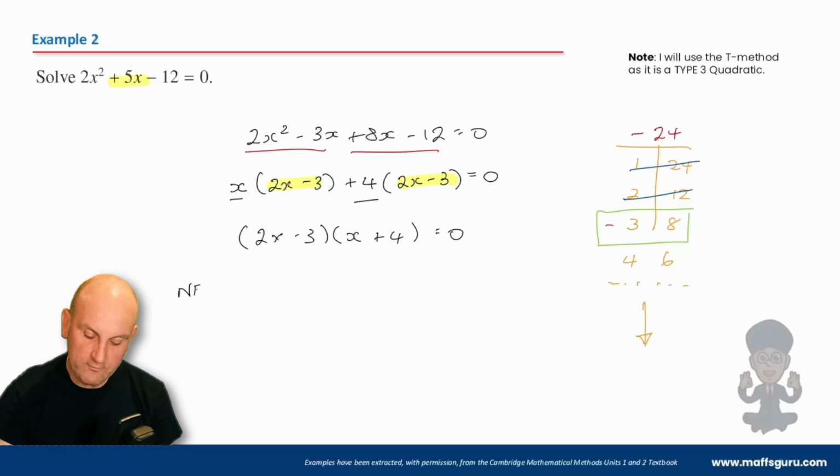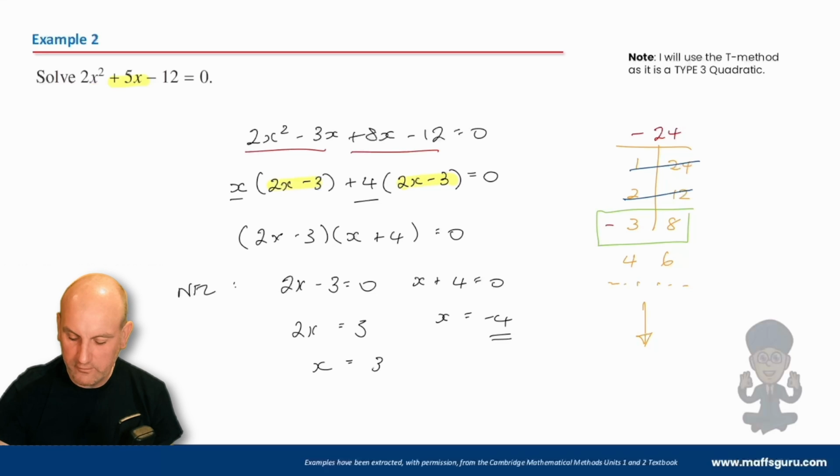So now using my null factor law, I get 2x minus 3 equals 0. x plus 4 equals 0. x is equal to -4. 2x is equal to 3. x is equal to 3 on 2.